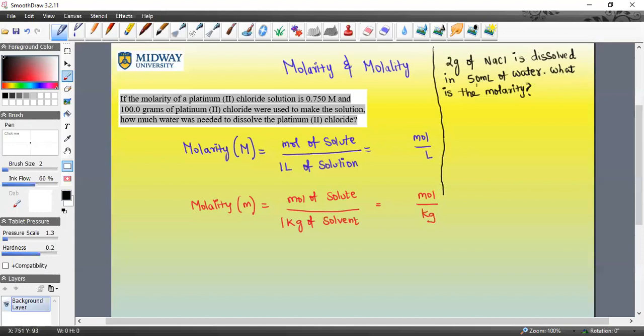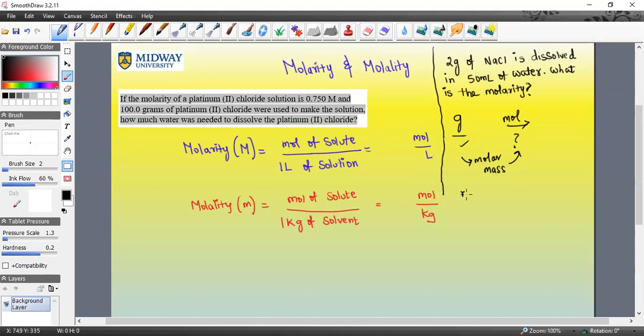2 grams of sodium chloride dissolved in 50 milliliters of water. What is the molarity? Whenever you're given grams and you want moles, you use the molar mass conversion. I am not going to actually solve the problem because I have solved this problem in a previous video. I'm just summarizing this so I can lead you up into a wide variety of problems that you can think of based on this little concept right here.